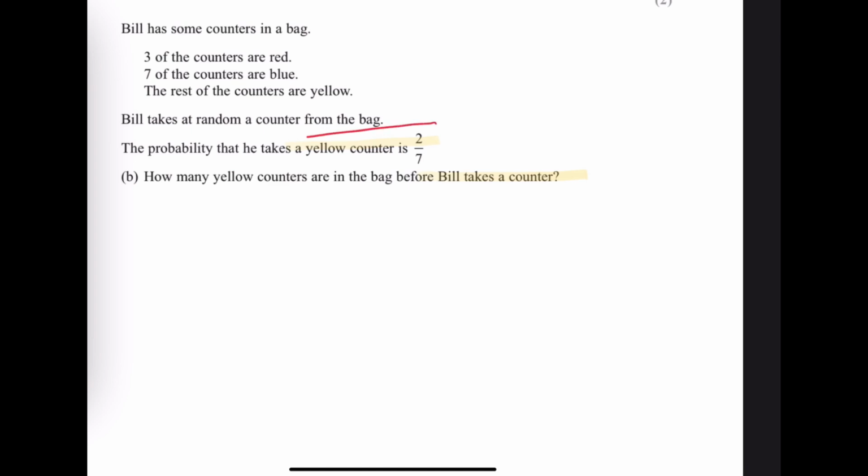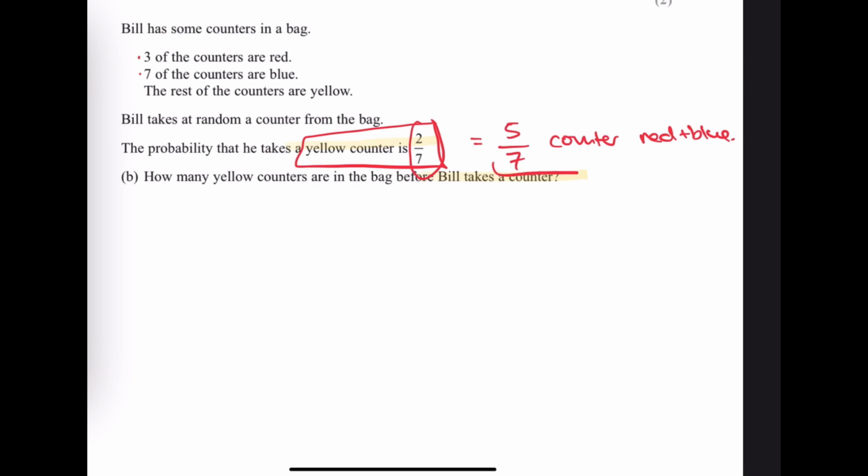So even though they do give us the probability of getting a yellow counter, there is not enough information for us to know what that is equal to. So instead, what we are going to do is see what the probability is that he takes one that is red or blue, since we do have the number of counters that are red and blue. So because it's 2 over 7 for a yellow counter, it must be 5 over 7 to get a counter that is red or blue. Now we do this by just doing 1 minus 2 over 7.